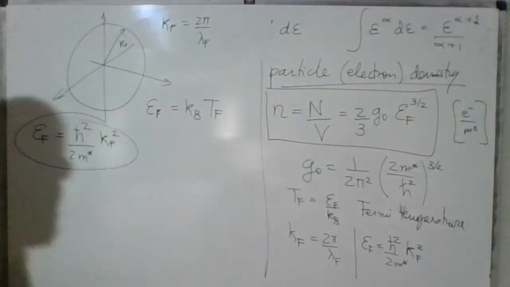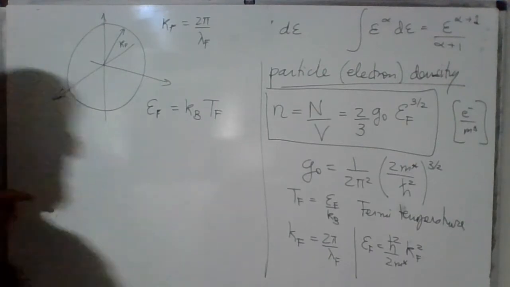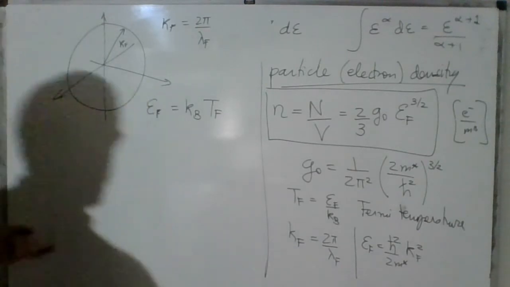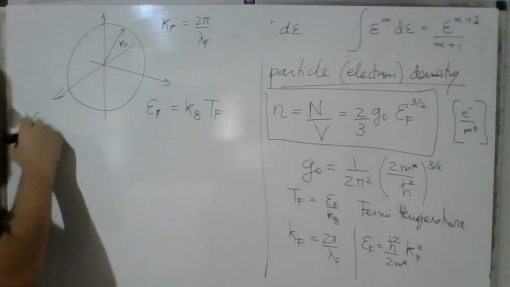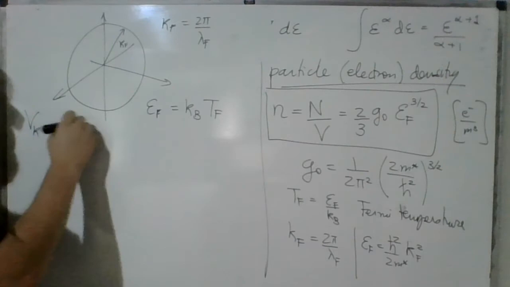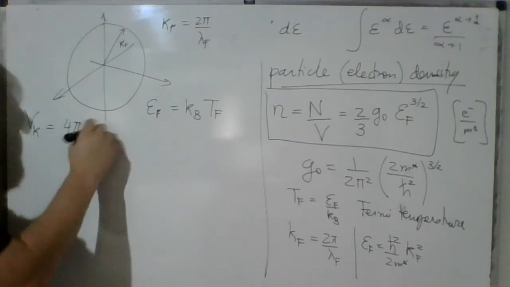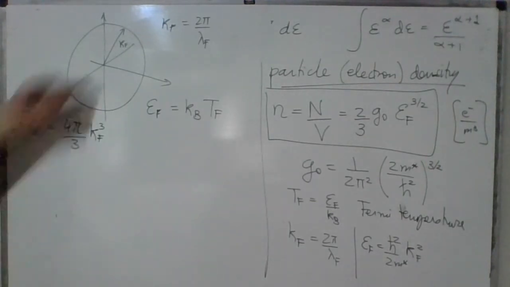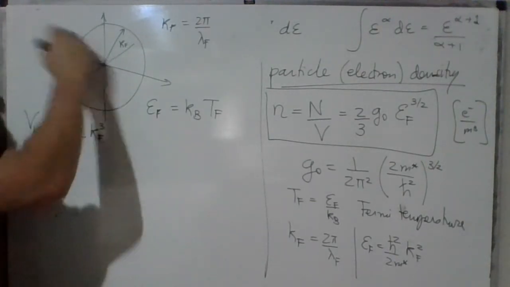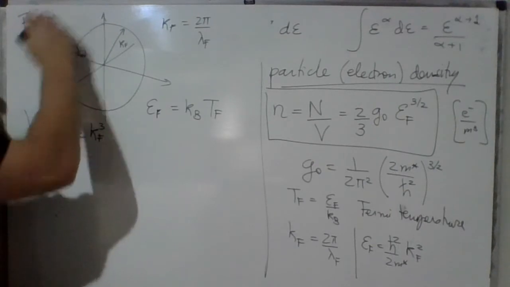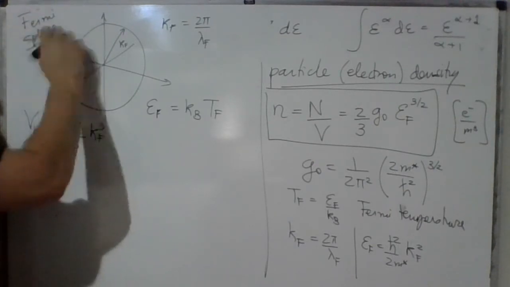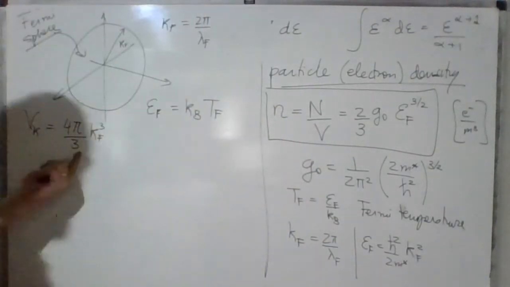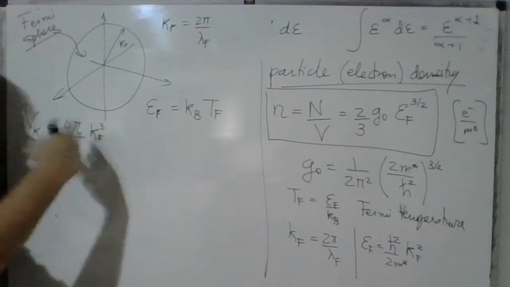Okay, so what is the volume of this sphere here? What is the volume of this sphere? Volume in K space corresponds to 4 pi over 3, the Fermi wave number cubed. Okay, because this is the total volume of the Fermi sphere. This is the Fermi sphere. The total volume is just 4 pi divided by 3. This is the volume of a sphere.